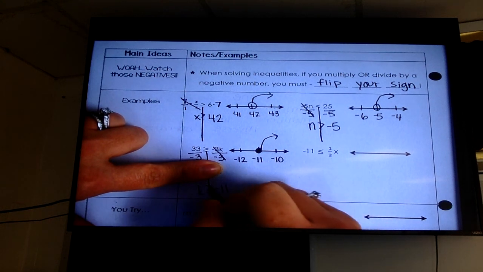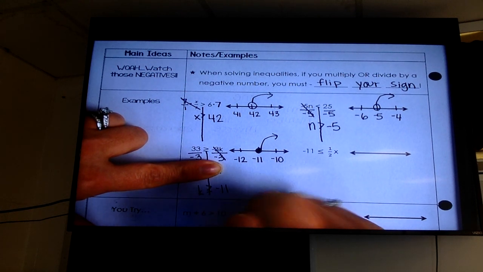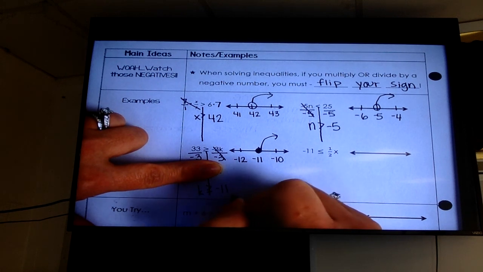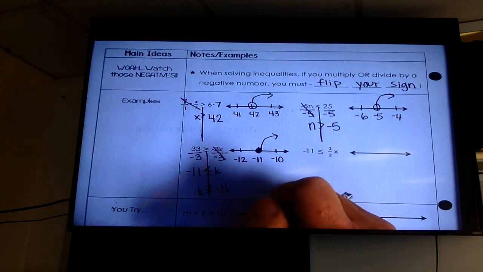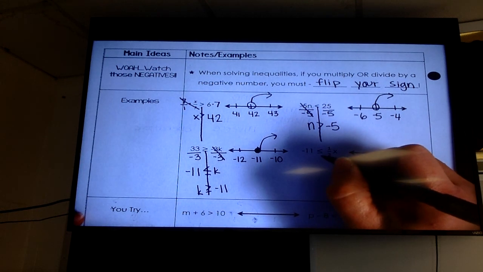Okay? Negative 10 is greater than negative 11. Negative 12 is greater than negative 11? No, that doesn't work.